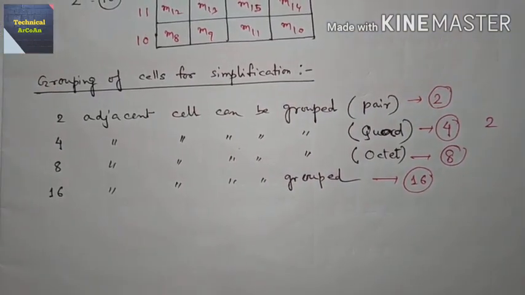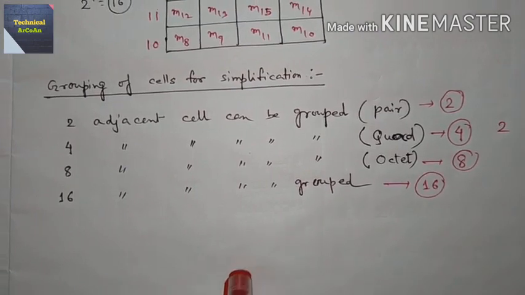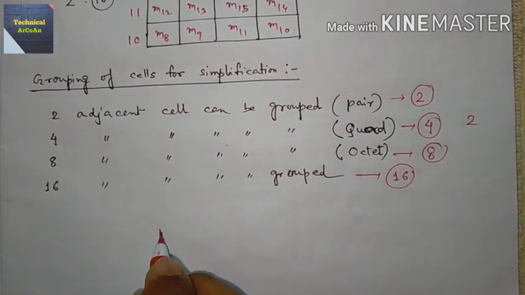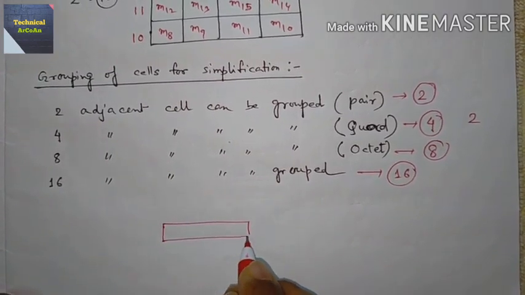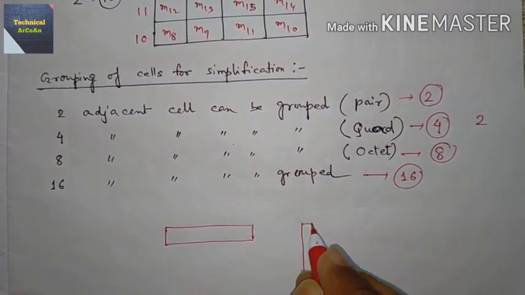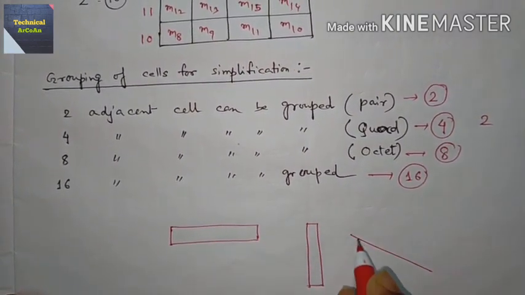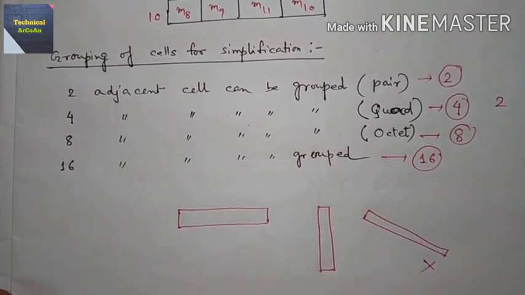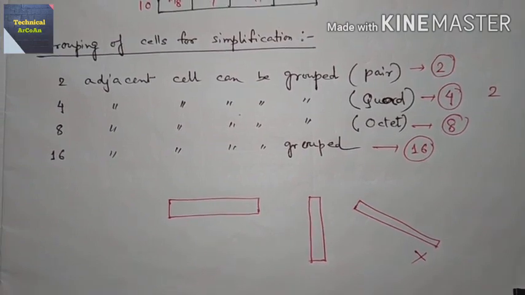A group may be horizontal or vertical but not diagonal. Means a group can form either row wise or column wise. Okay. But never diagonal, it is not permissible. Clear? So let's go for an example.